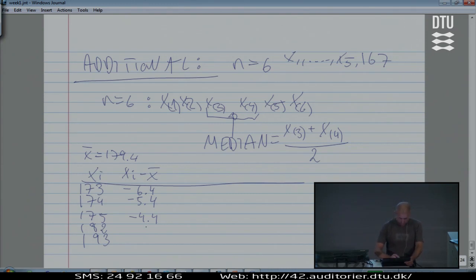Whoa, 2.6. 13.6. If I did this correctly, these add up to 0, right? The 5 deviances. Feel the concept here, right? Feel the concept. We take the next step now.